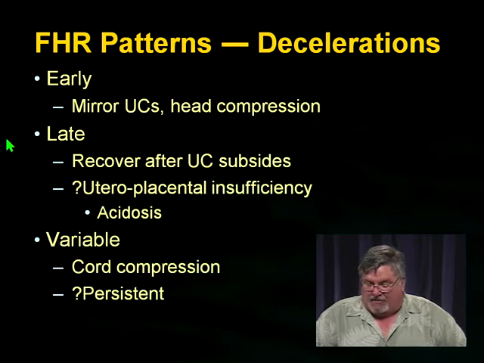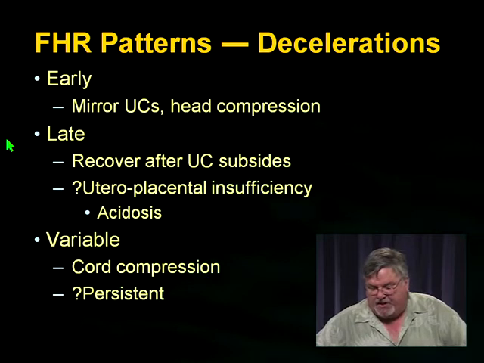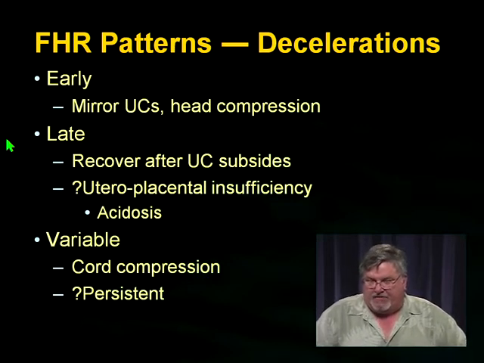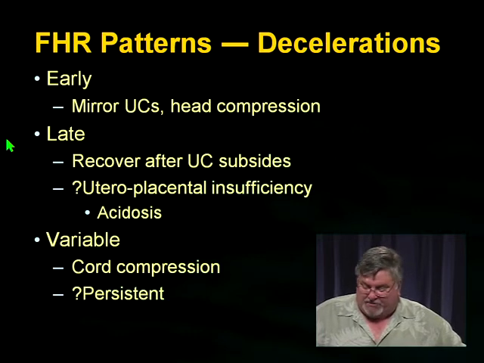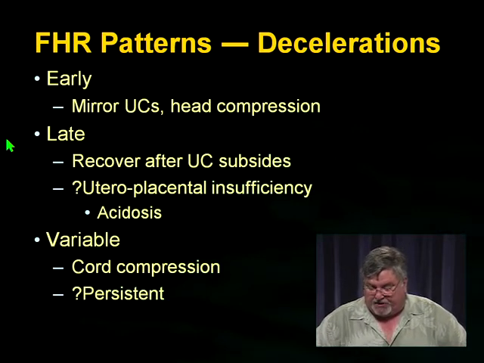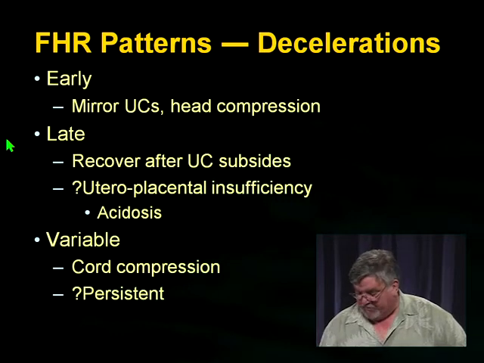So, fetal heart rate decelerations. Early decelerations mirror the uterine contractions and are generally felt to be due to head compression. Late decelerations generally recover only after the uterine contraction subsides and are felt to be a symptom of uteroplacental insufficiency. And variable decelerations are generally felt to be due to cord compression. I always thought variable decelerations were those that you couldn't put in early or late.